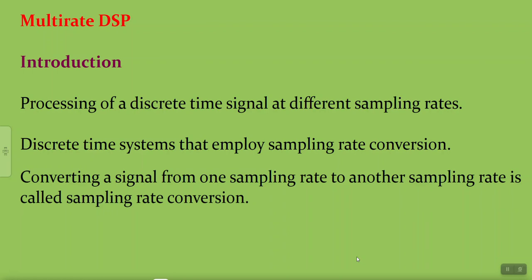The discrete time systems which employ the sampling rate conversion while processing a discrete time signal is called the multi-rate DSP system. The process of converting a signal from one sampling rate to another sampling rate is the sampling rate conversion.